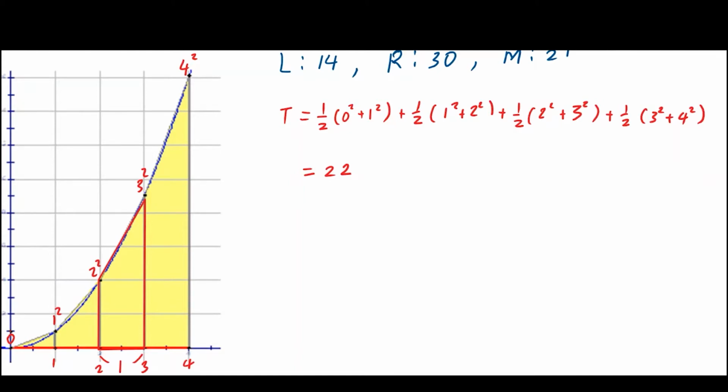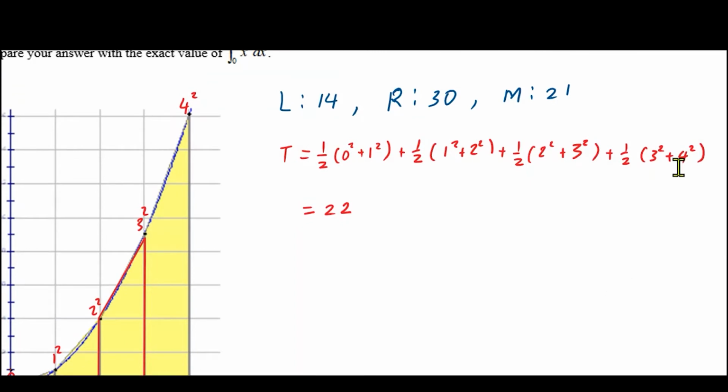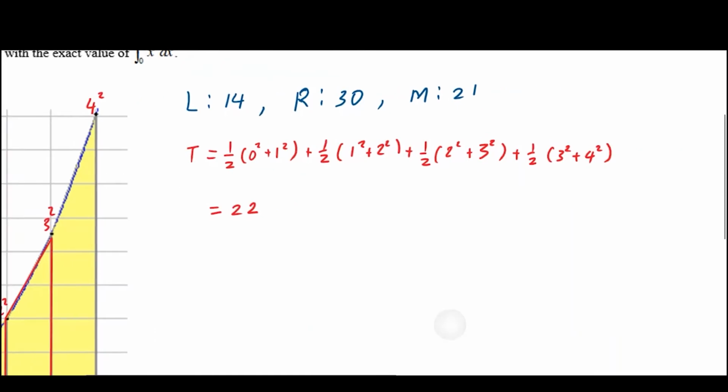Now, let's compare this with left and right rectangle or mid rectangle. You know what our true answer was, right? What was our true answer? Let's just write it up here. Our true answer, which I will call the integral from 0 to 4 of x squared dx, was 21 1/3, wasn't it? So it's not as accurate as mid-rectangle here, but it's pretty close. And this is so much easier to do than mid-rectangle, because remember how painful mid-rectangle was?